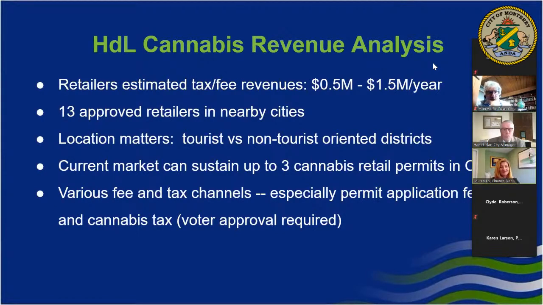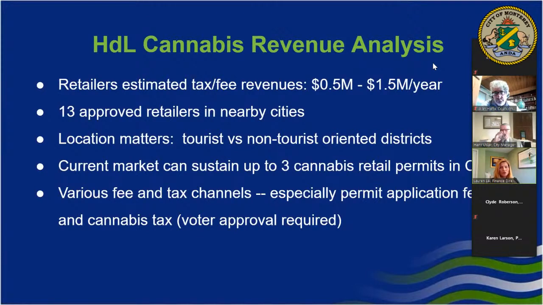Great, thank you so much. As mentioned, the city received the help of HDL companies to do a cannabis revenue analysis. The report is 25 pages and it's very comprehensive, with some background information on the cannabis industry and on different types of operations. For the purpose of this briefing, we'll focus on the aspects relevant to the city and the takeaways. It's provided as attachment 1, and there's 25 pages of really useful information.